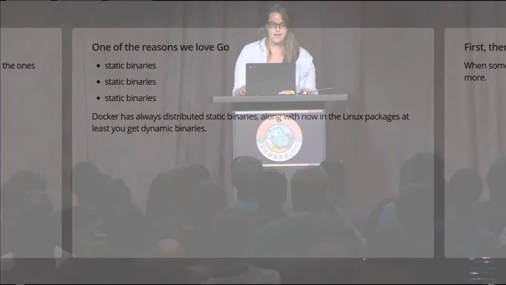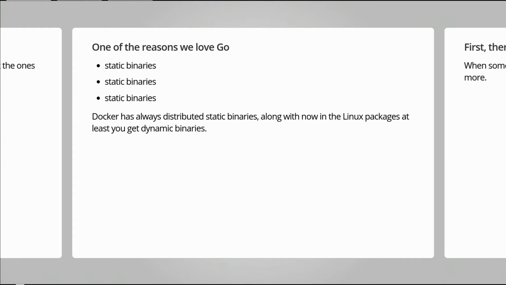And it actually still works this way, and I'm sorry to all the people that have to maintain it because of the choices that we made. One of the reasons that we love Go at Docker is because of static binaries. Docker has always distributed static binaries, but as of a few months ago, or at least 6 months ago, whenever I redid the apt repos, we have dynamic binaries in those packages.